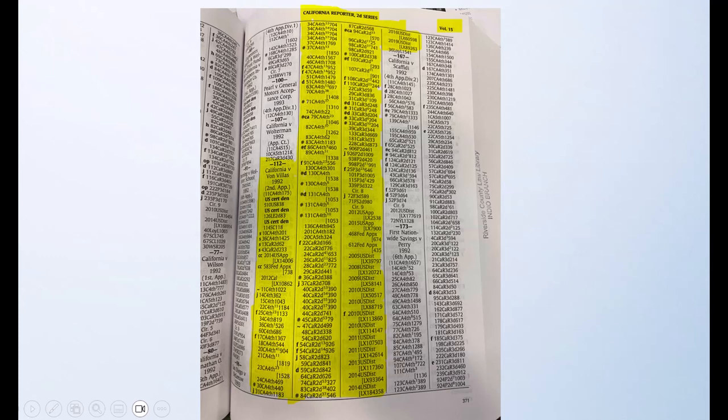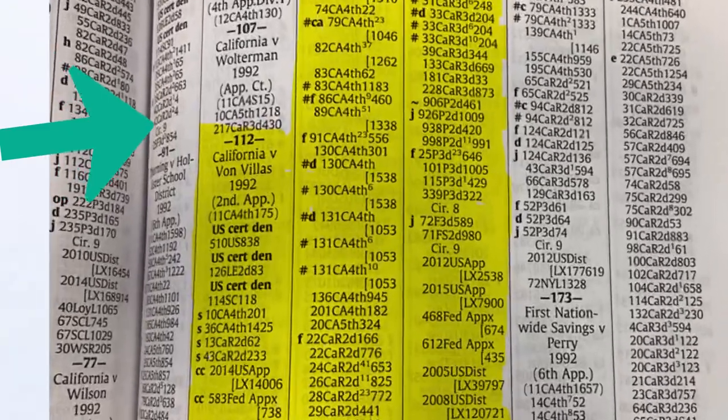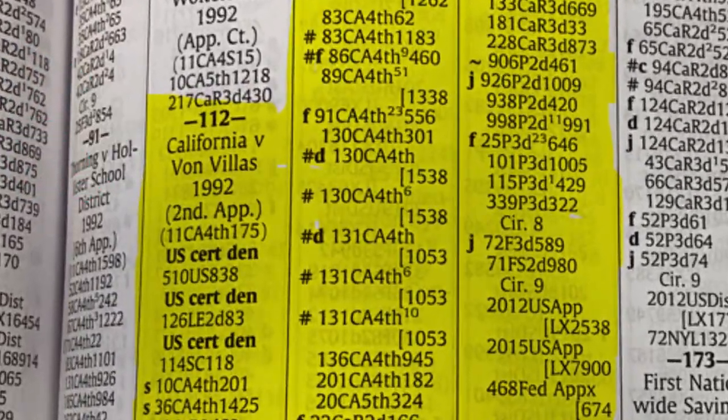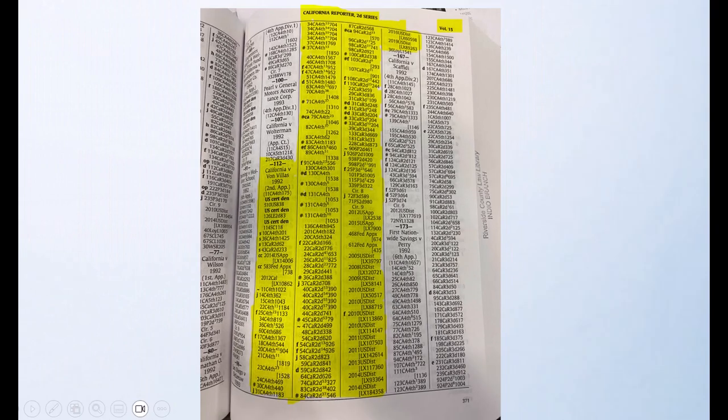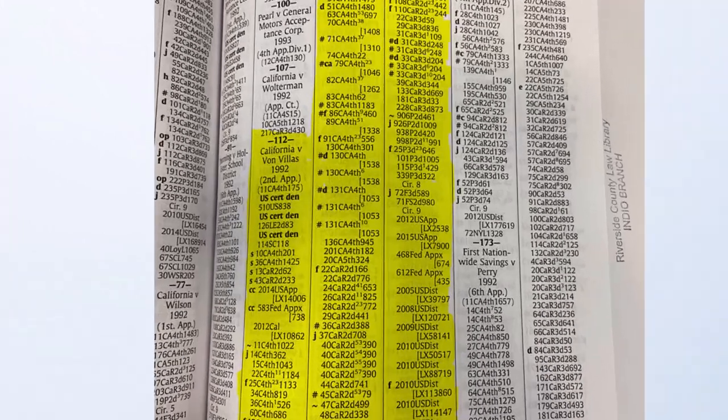After you've identified the volume, you would turn in the pages till you found where page 112 starts, the coverage of page 112 starts. So everything I have highlighted in yellow here is the Shepard's coverage of that case. And I'm going to zero in on some of it in the next slide or two and show you what it means. So let's look at the beginning of the listing.